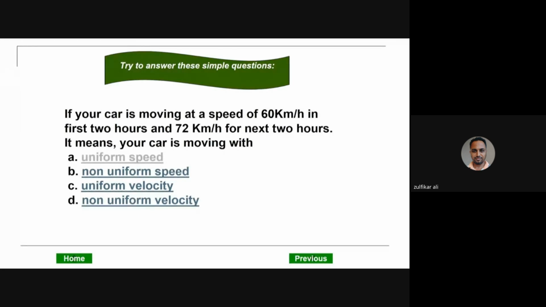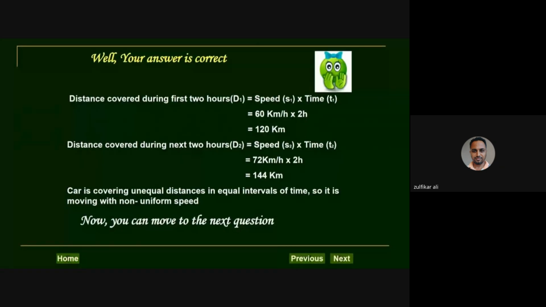For example, if your car is moving at a speed of 60 km per hour in the first 2 hours and 72 km per hour for the next 2 hours, it means your car is moving with... Now there are 4 options and the student will select one of these 4 options. Let us say the option is B, non-uniform speed. Now the feedback is presented to the student. It is stated, well, your answer is correct. Now his answer is being reinforced and the reasoning is also given why he has chosen the right answer.